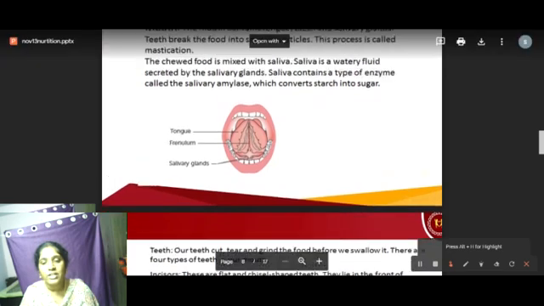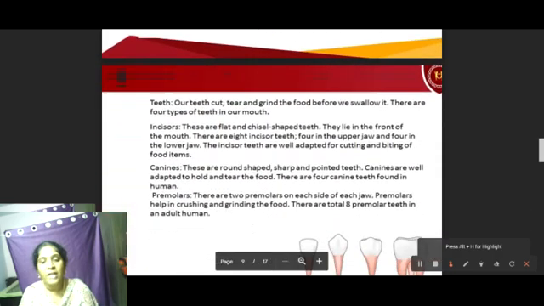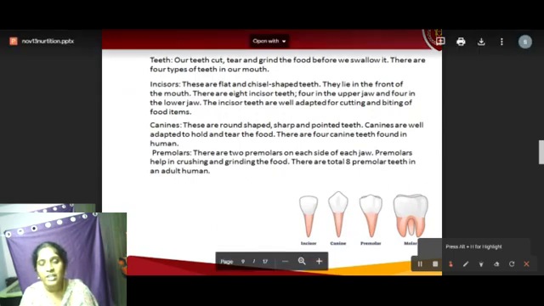Then the chewed food is mixed with saliva. Saliva is a watery fluid secreted by salivary glands, and it has an enzyme, salivary amylase, which starts the process of digestion. It converts starch into sugar. Now, we have different types of teeth in our mouth. If you have observed, we have different types of teeth in our mouth. To begin with, our teeth help us to cut, tear, and grind the food before we swallow it.